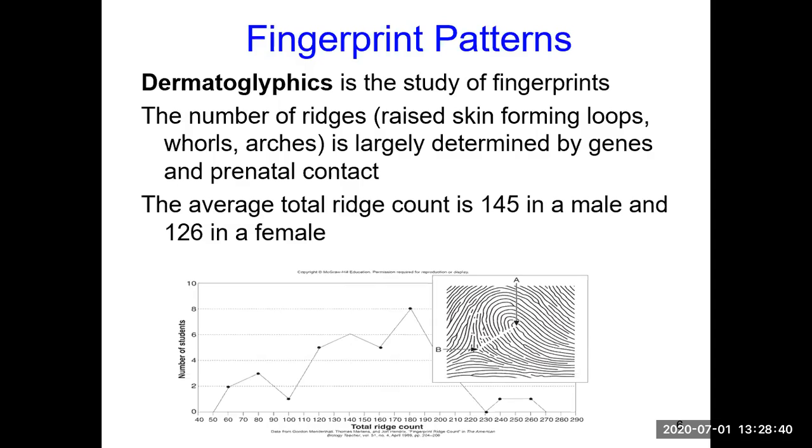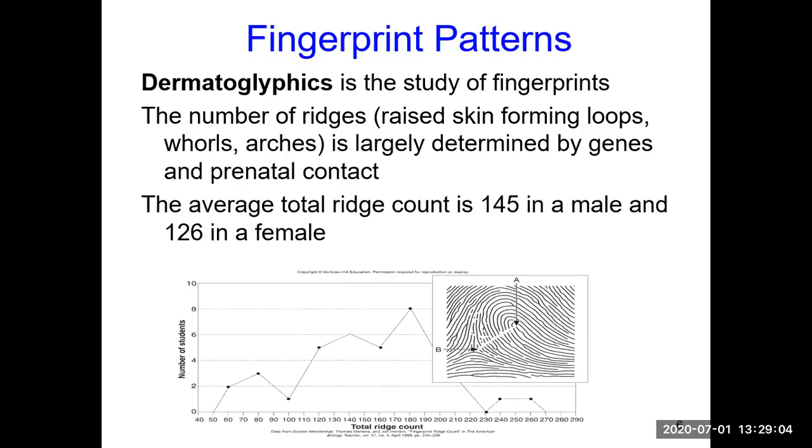And you know, fingerprints on our fingers, these ridges that you see, can be arranged in different patterns. We have loops, we have arches, we have whorls. And the reason that they are different in every individual and even in identical twins is that, of course, genes play a major role in determining your fingerprints. But in addition to it, there is prenatal contact.